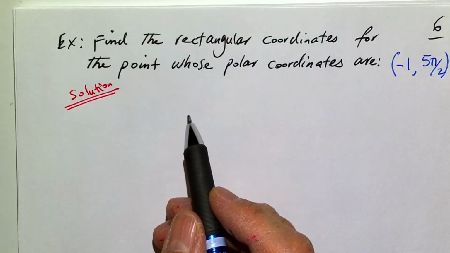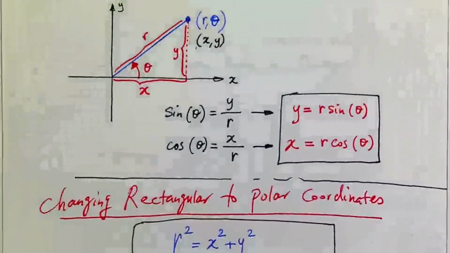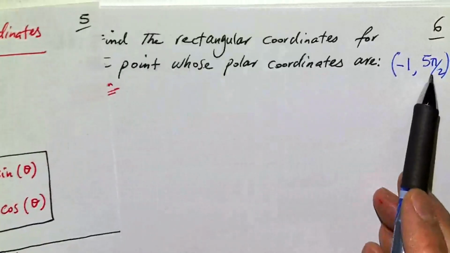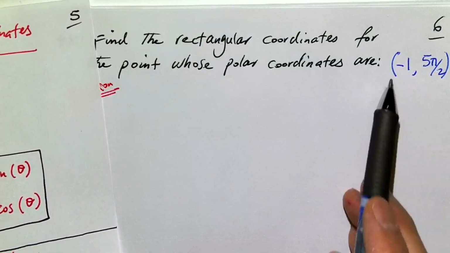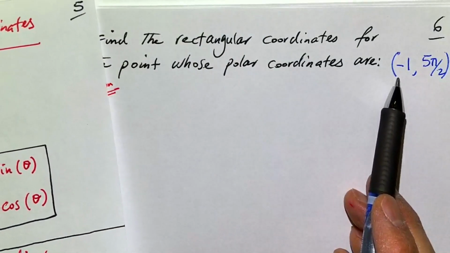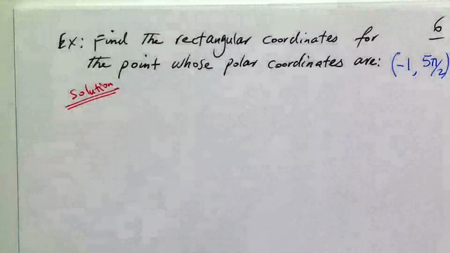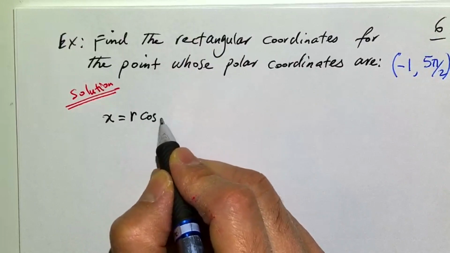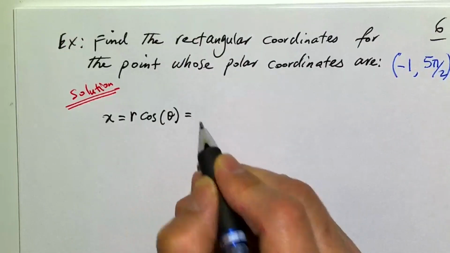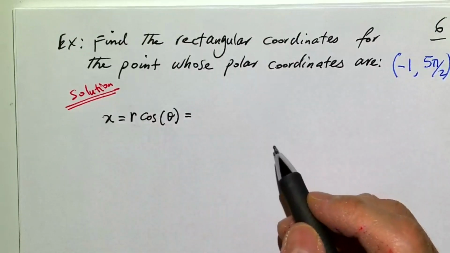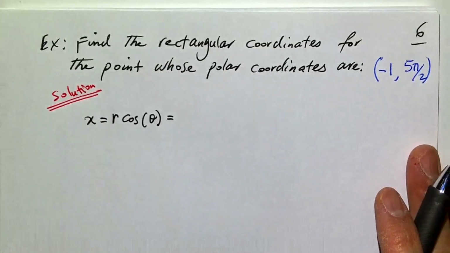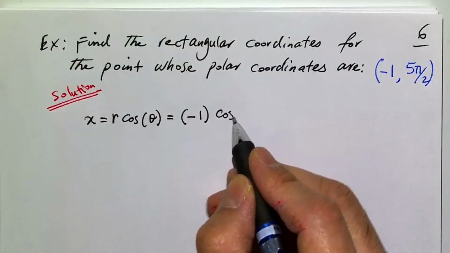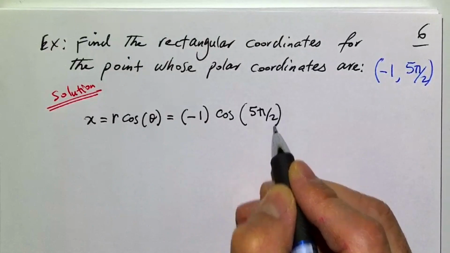So using these formulas then, let me bring them back. So x would be r times cosine of theta, right? Our theta is 5 pi over 2, and our r is -1. And that would give us x. So let's start with that. So x is equal to r cosine of theta. So this would be, let's plug in. Oops, sorry about that. So -1 times cosine of 5 pi over 2.